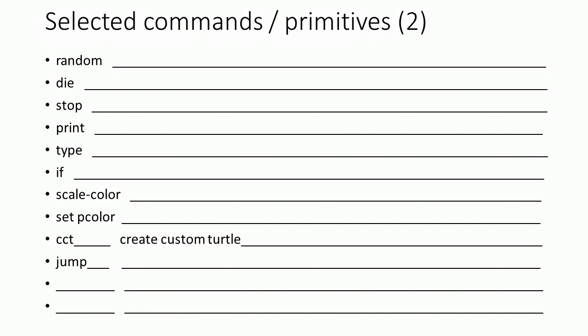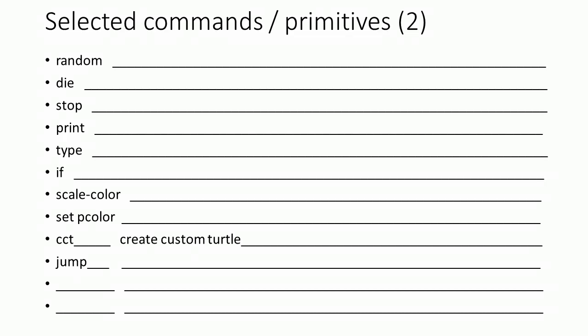Random allows you to ask NetLogo to give you a number. So if you say random 100, it will give you a random number between 0 and 100, things like that. So you can look up the exact syntax. Die: if you issue a command, if you say ask turtles die, all the turtles will die. So that's the process. Stop says to stop running, but don't clear any of the displays or anything. It just tells the simulation to stop.